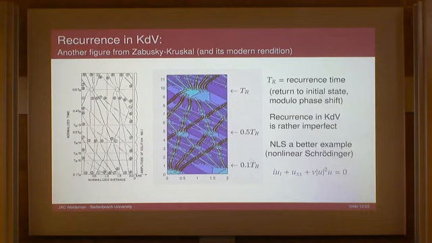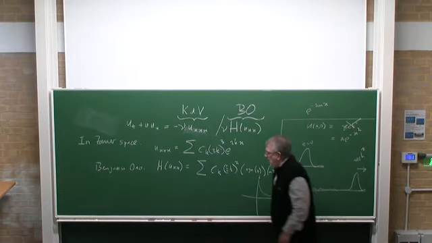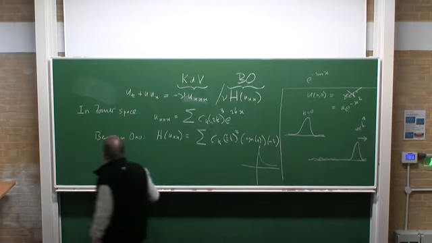So I think it's simply because the recurrence phenomenon in KdV is not a very strong phenomenon. But if one goes to the NLS, it's a totally different story. Then one can observe it nicely. So NLS, I'm not sure most people are familiar with the Benjamin-Feir instability.